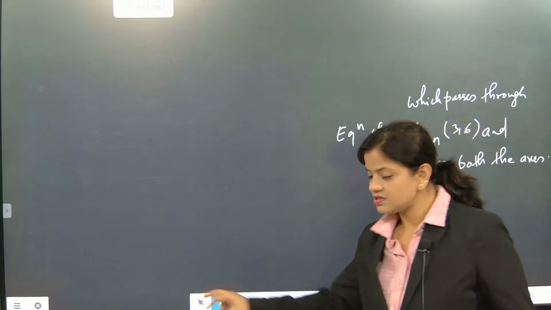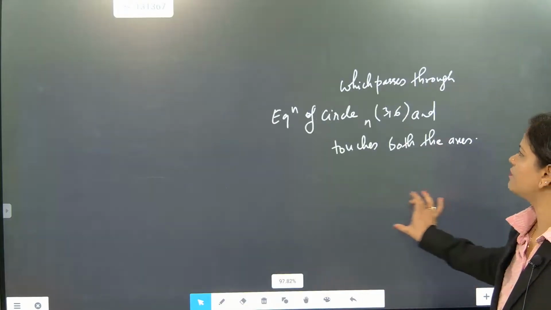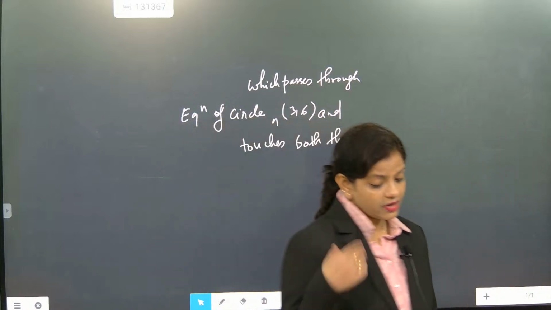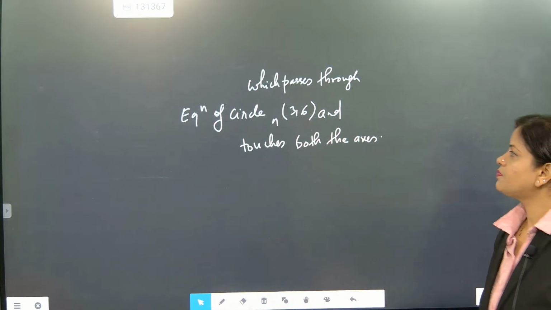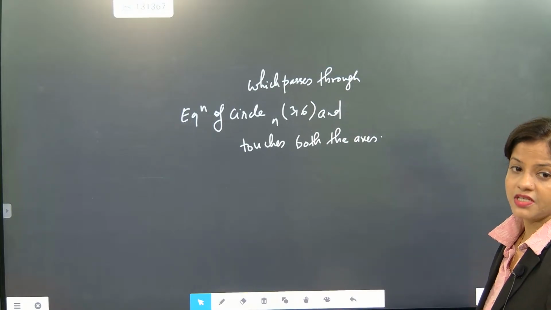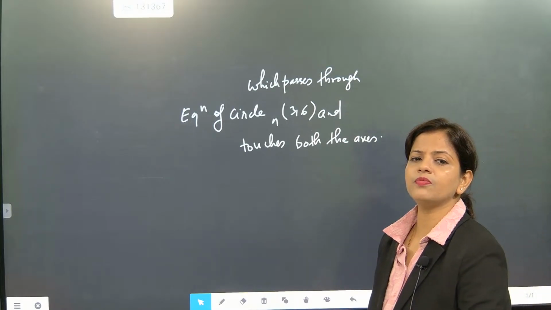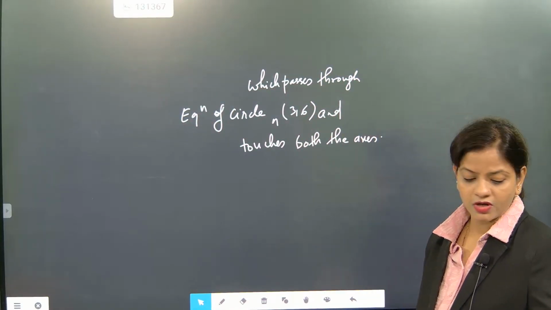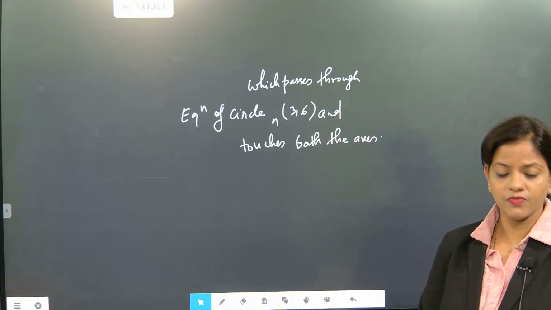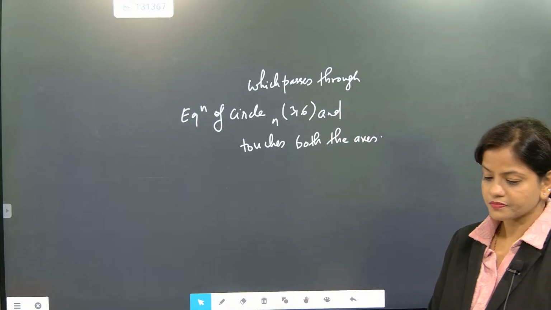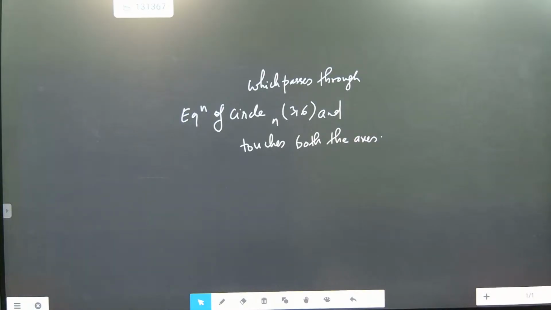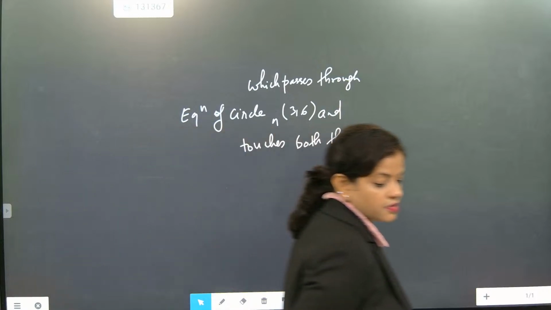See, both the axes it is touching means we just now discussed it. Let's see how you people are going to frame it. Go for it. Find the equation of the circle which passes through 3, 6. So 3, 6 is the point on the circle. Let's see if you are able to solve this question or not. Only 2-mark questions. Try for it. Don't leave these types of questions. Come on, go for it. Try this.